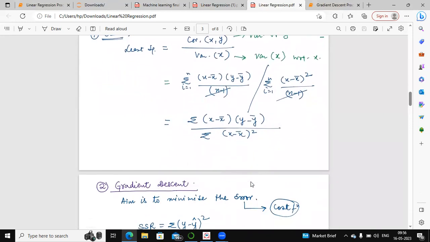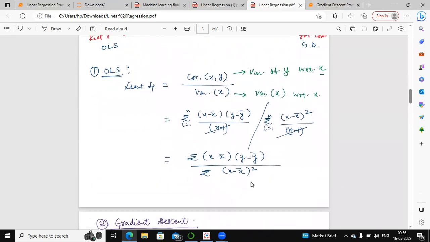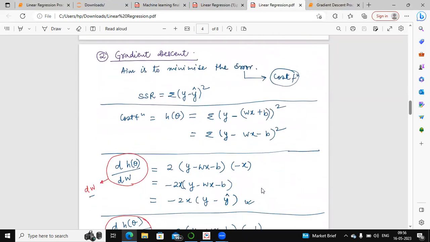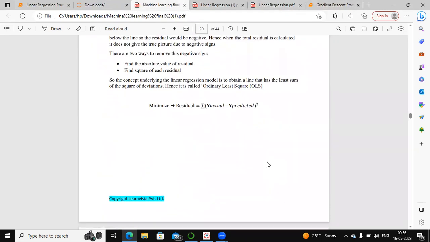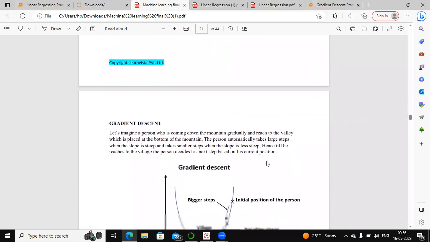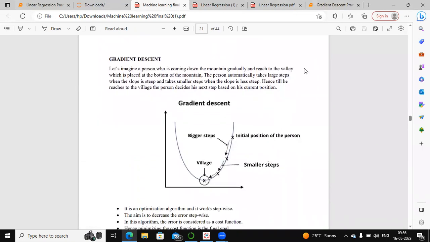Let's come to the gradient descent part. Gradient descent is one of the important concepts you need to understand, which is going to be used a lot while solving linear regression problems. Let's imagine a person coming down a mountain gradually and reaching the valley at the bottom of the mountain.